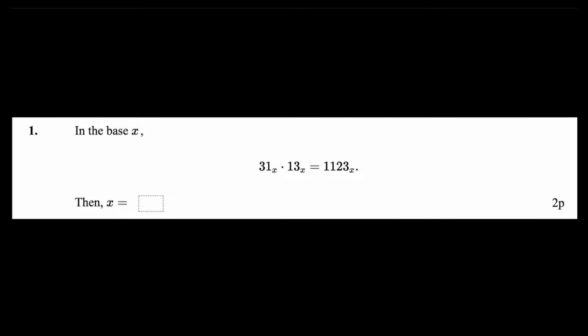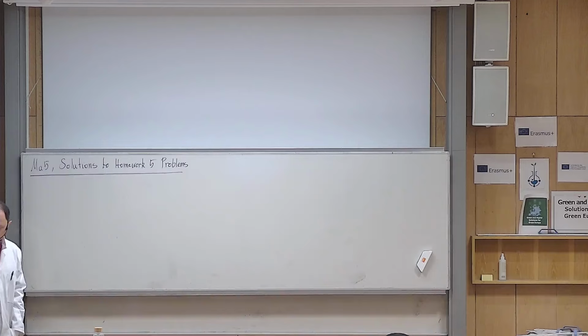The first question: in base x, we have this relation. x is a base in which you multiply 31 in base x times 13 in base x, and it becomes 1123 in base x. We are supposed to find the base. Even though it is considered a level question, it is very straightforward.